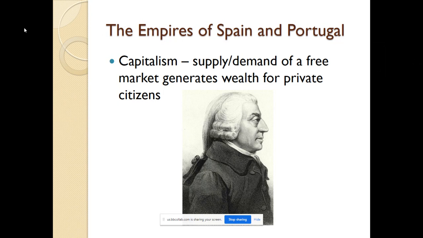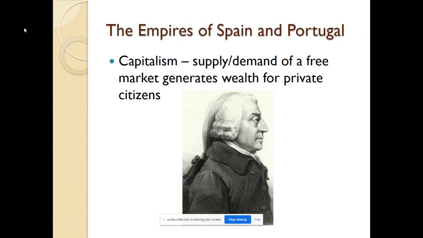He says the supply and demand of a free market, that's what free market means. It means the government doesn't have a lot of laws telling you what to do. You can do whatever you want with your money in this system known as capital. That's what the word capital means. Capital is money that you can invest or use to start a business or factory or whatever. The supply and demand of a free market will generate wealth for private citizens, not for the country, but for private individuals that have capital to invest. And in doing so, the country itself will become stronger in the long run.